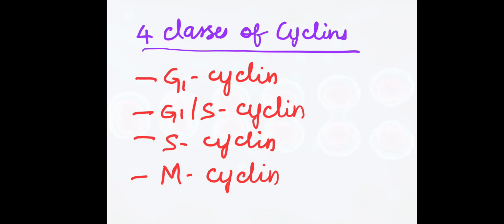Okay, this was about cyclin. Cyclin is a regulatory component which binds to the CDK, is rapidly synthesized during the specific phase, and is promptly broken down. There are four classes: G1 cyclins, G1/S cyclins, S cyclins, and M cyclins. Now we'll discuss CDKs.